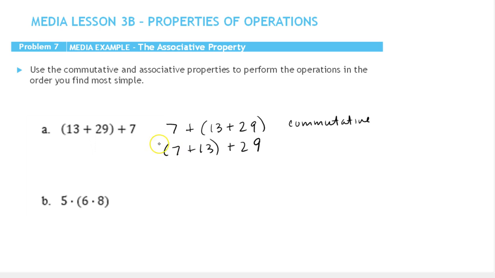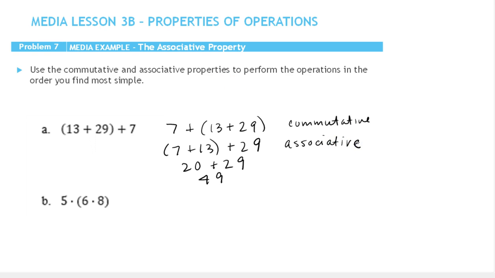Now I wanted to do this because when I saw the 13 and 7, they add up to 20. And whenever you can get a 0 in the ones place, it's going to make your computations easier. Here I could do this in my head. I'd have to carry. This would be 42 and this would be 7, which is 49. But if I add the 7 and 13, that's 20. And then adding 29 is easy. 20 and 29, we get 49. This was the associative property here.